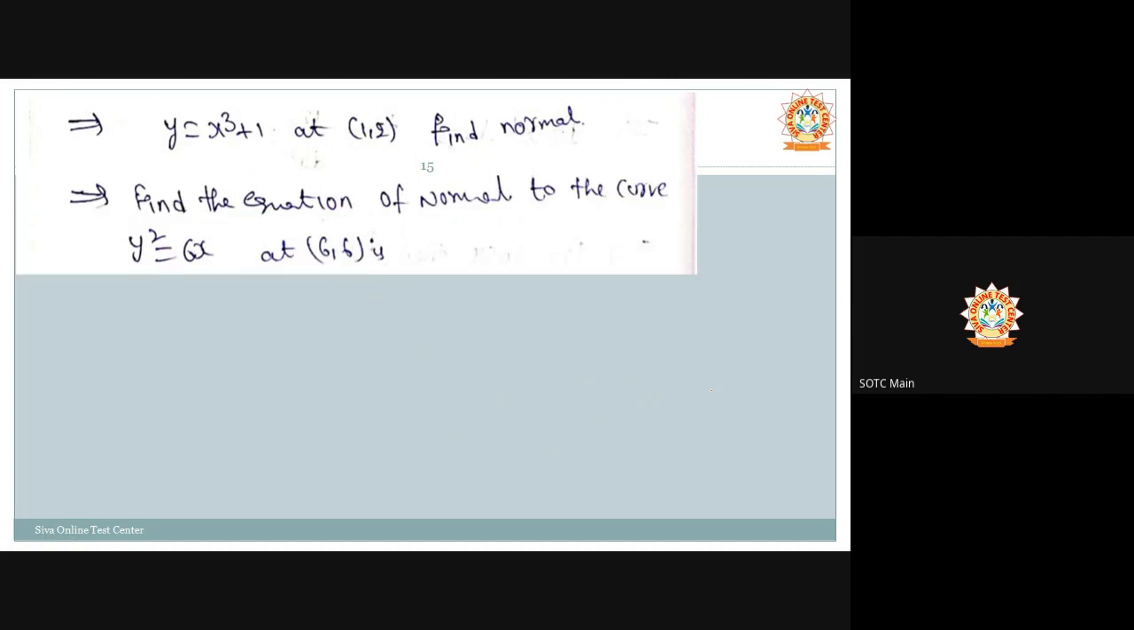Now let us move to the next question. Y is equal to x cube plus 1 at (1, 2). Find the equation of normal. X plus 3y minus 7 is equal to 0, sir. Very good. X plus 3y minus 7 is equal to 0 is the correct answer. Let us calculate. Dy by dx will become 3x square. If you want m, you need to substitute x as 1. So your m will become 3, right?